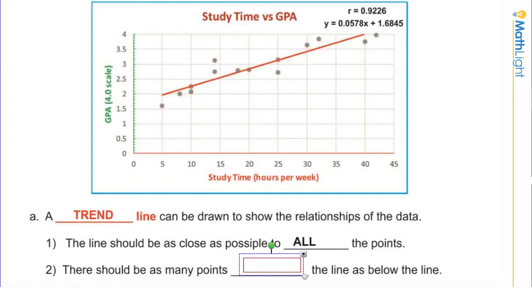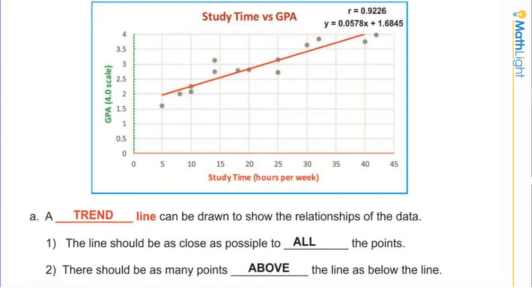In addition to that, what will help you with that is there should be as many points above the line as below the line. So if you take a look at our trend line here, we've got 1, 2, 3, 4, 5, 6 above. This one's kind of splitting. And below, 1, 2, 3, 4, 5, 6. And we've got a couple where that one's kind of splitting and that one's kind of splitting. Okay, so that makes sense. We have about as many above as below the line for our trend line.